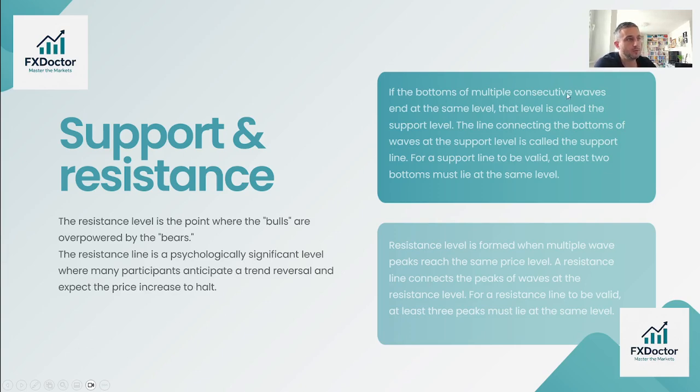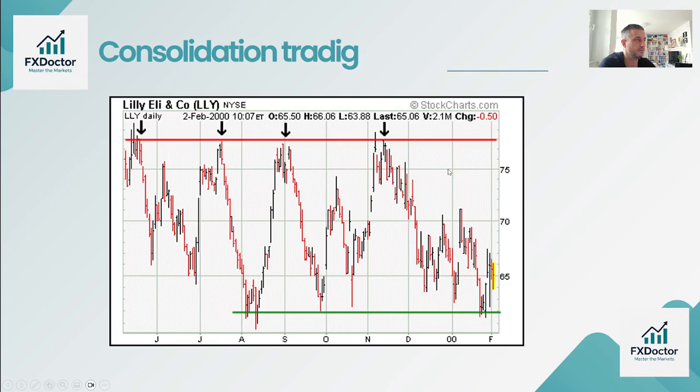If the bottoms of multiple consecutive waves end at the same level, that level is called the support level. The line connecting the bottoms of waves at the support level is called the support line. For a support line to be valid, at least two bottoms must lie at the same level. This is one, two, this is three. You can buy here, you can buy here, you can buy here.